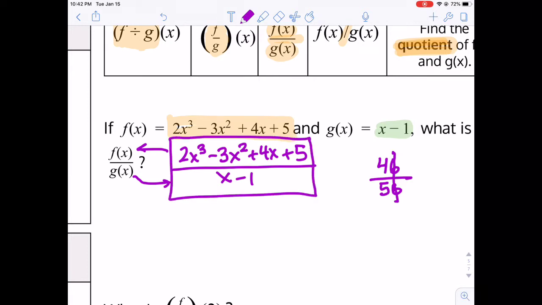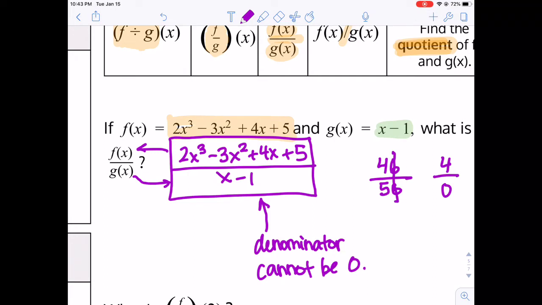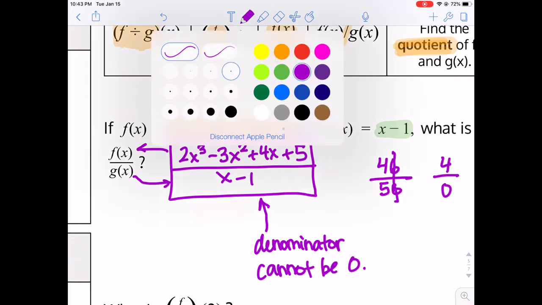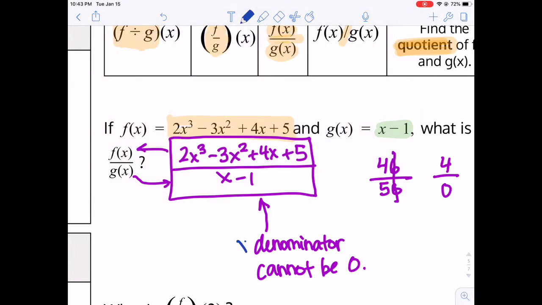The one thing that we need to show is that the denominator cannot be 0, because we're not allowed to divide by 0. So like 4 divided by 0 doesn't make any sense. It's undefined. So we have to find the thing that's going to make the denominator not 0.